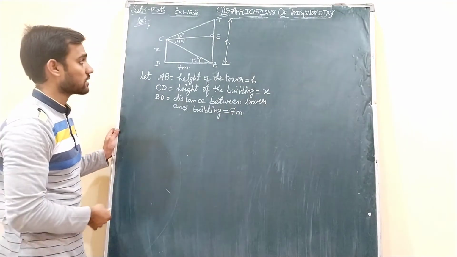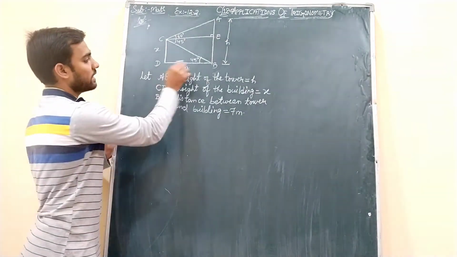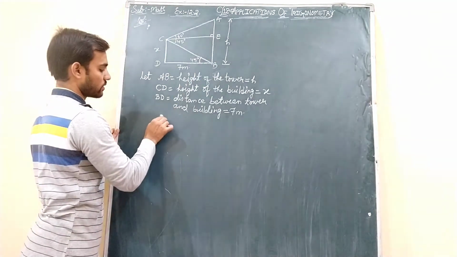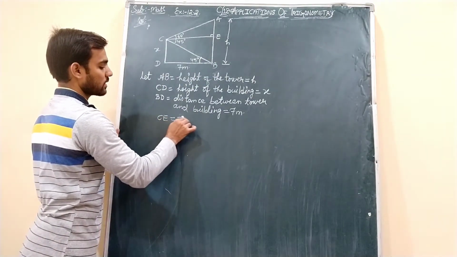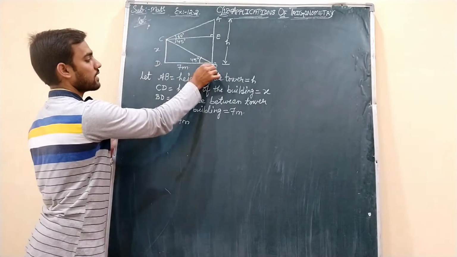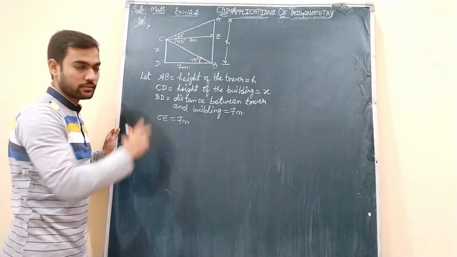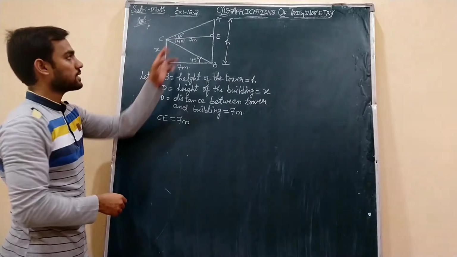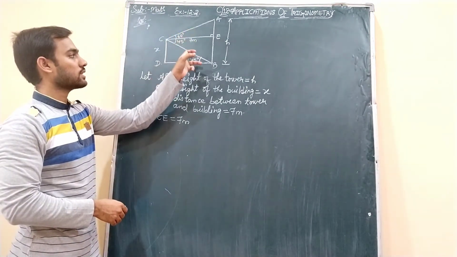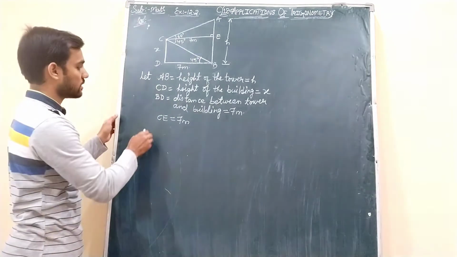Okay, students, these things are given. So here BD will be same as CE, students. So CE is also how much? 7 meters. If this is 7, this is also 7 only. Understand? Because both are same. Now as there are two angles involved, one is angle 60 degree, one is angle 45 degree. So let us take that.